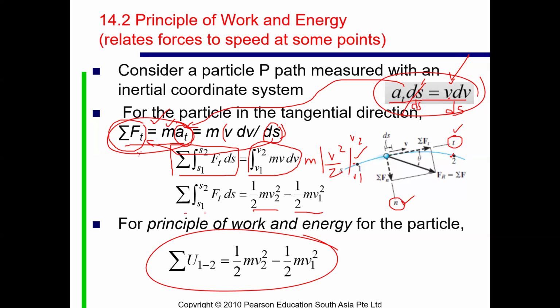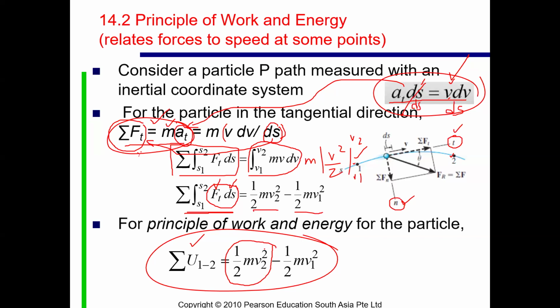And on this side, if you see, this is force into distance. So we already know that this is the representation of work done. So on the left-hand side, you have the term which is saying the sum of the work done by all forces from 1 to 2 is equal to, do you remember what this is? Half m v squared is what?